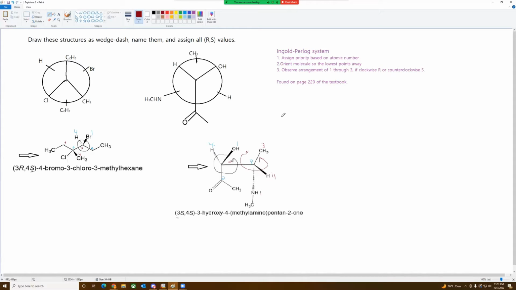So that's a quick down and dirty. It can get a little complicated when you start having several things that tie. This is actually found on page 220. It goes over a step-by-step guide in the book on how to approach this. There are 2 different sets of rules. You have the first Cahn-Ingold-Prelog system, and then you have the tie-breaking system and how to assign priorities below that.